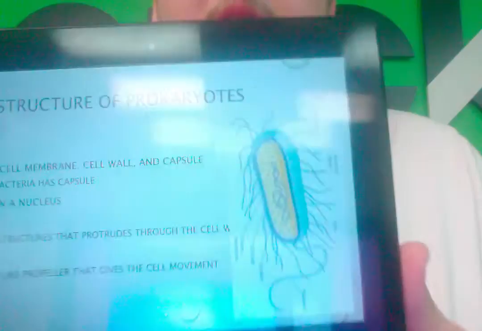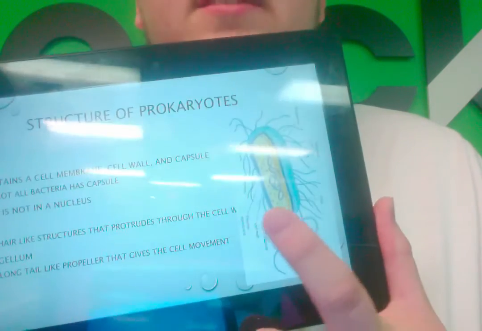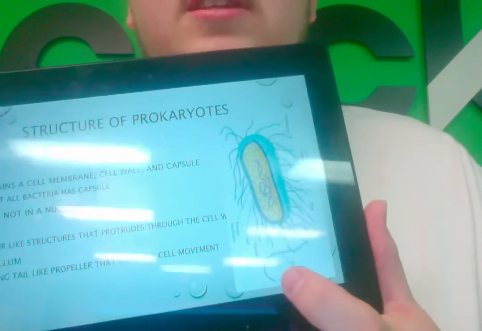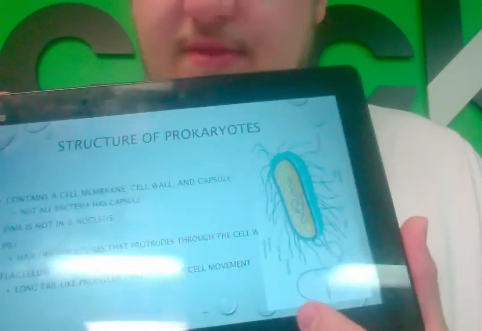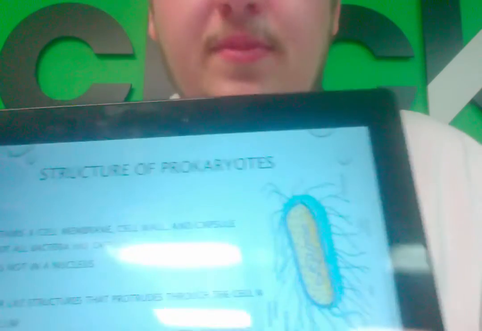And as you can see on this image, we have the villi, which are these hair-like structures, and then the flagellum, which is the tail-like structure that propels the cell through the fluids.